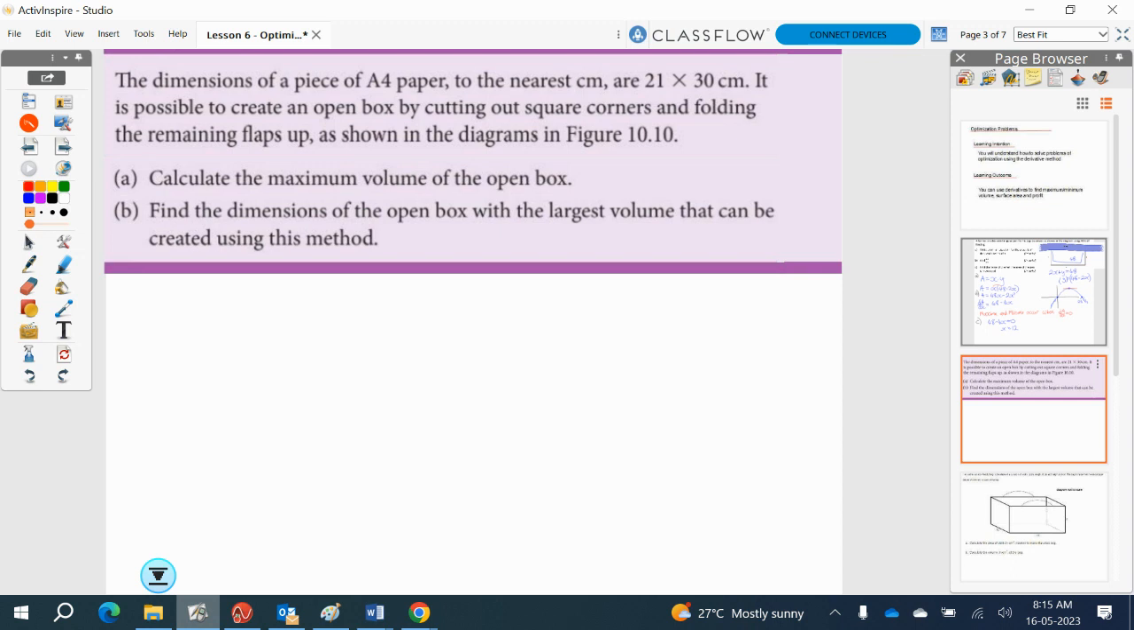Okay, the dimensions of a piece of paper, A4, to the nearest centimeter, are 21 by 30 centimeters. It is possible to create an open top box by cutting 4 squares and folding up the remaining flaps. So this is a classic problem. Let me show you here.